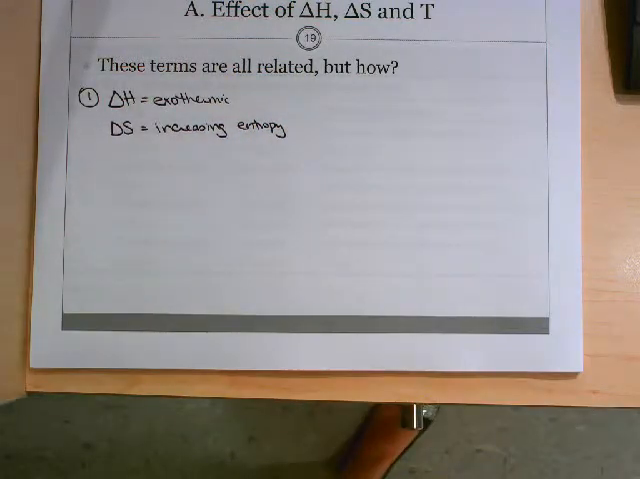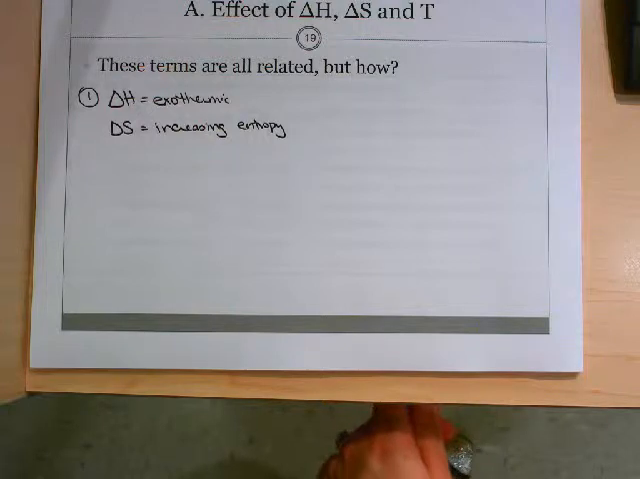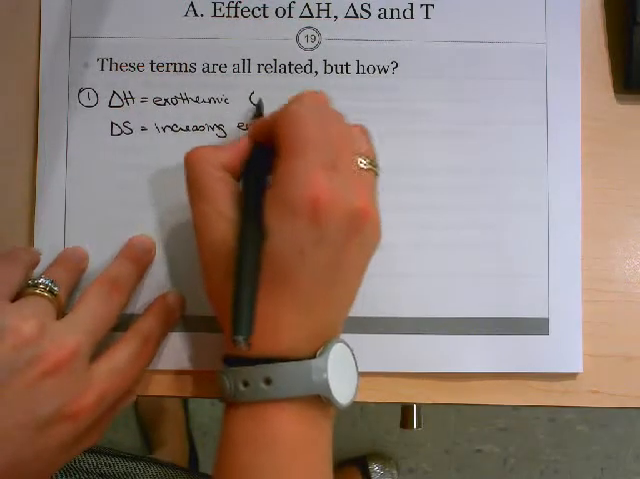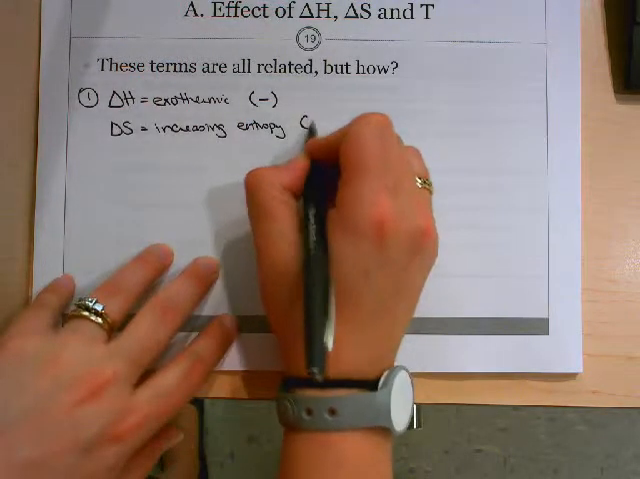Alright, so let's say I have the reaction where I know delta H is exothermic and delta S is increasing entropy. What sign would delta H have? Okay. What sign then should delta S have? Okay.